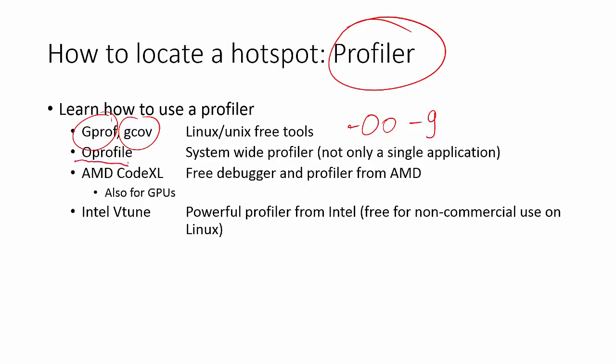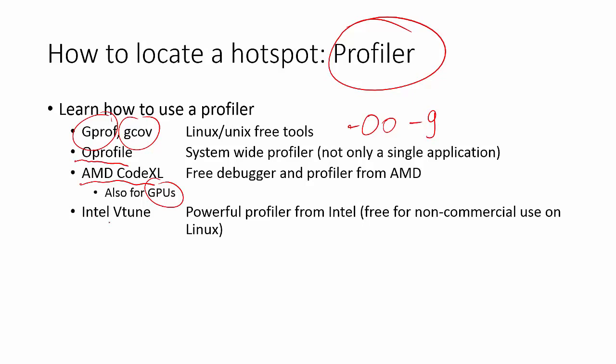It's typically used when you want to measure the whole system, many applications, not only a single application. So it samples what happens in the system, and it's useful when you want to profile the kernel also. The latest tool from AMD is called AMD CodeXL. It's a free debugger and profiler. It can also be used for GPUs. This is what they promote in order to use their Fusion architecture, where they have added a GPU on the same chip as the CPUs.